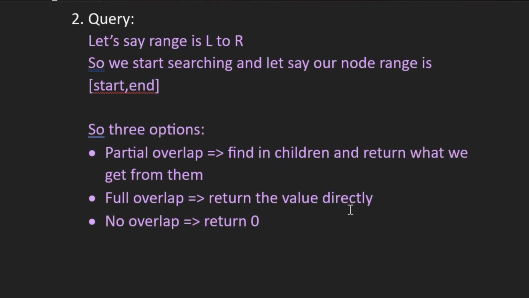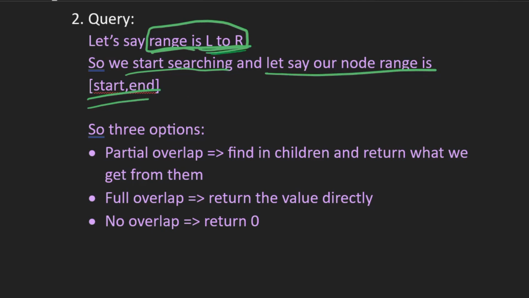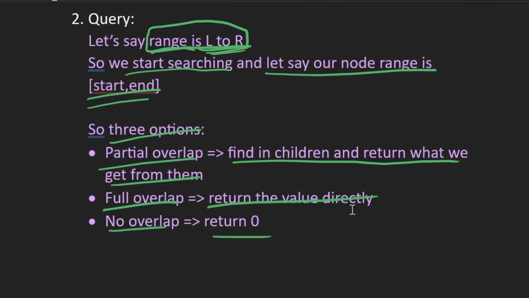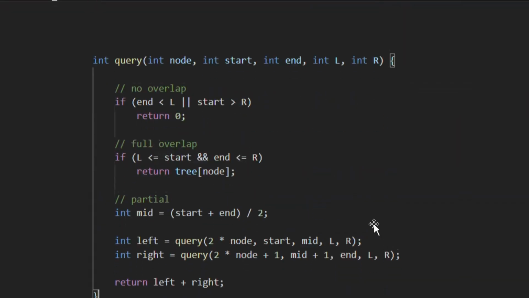Next we will see the query function. Let's say the range is L to R. This is our query range, and we start searching. Let's say our node range is start and end. This is the node range and this is the query range. Now we have three options. If partial overlap is there between the node and the query range, then we search in the children and return whatever we get from the children. If full overlap is there, then we return the value directly, and if no overlap is there, then we return 0. So let's see the code of it.